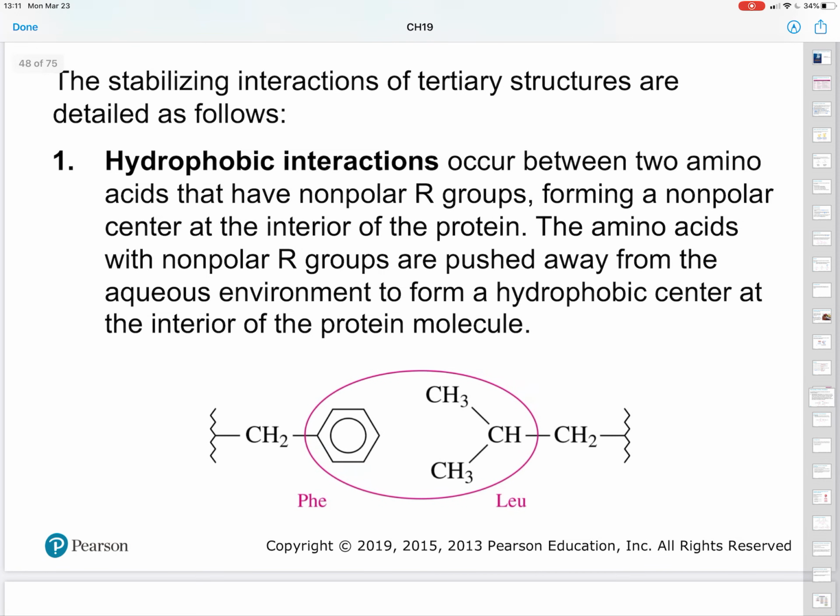So hydrophobic interactions are the ones that just happen between things that don't like water. Because they're all just trying to get away from water, they find each other. Phenylalanine, nonpolar, leucine, nonpolar, so these things find each other. We tend to find these hydrophobics at the center of proteins. It makes sense too in our lipid bilayer.